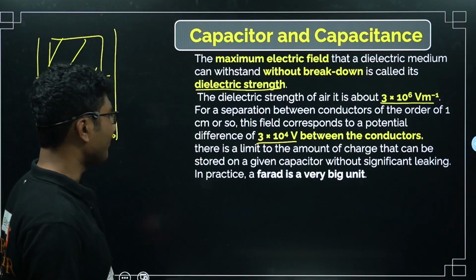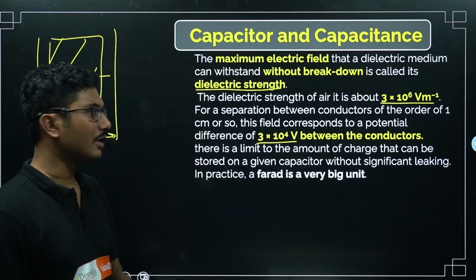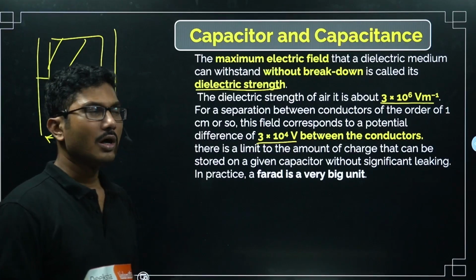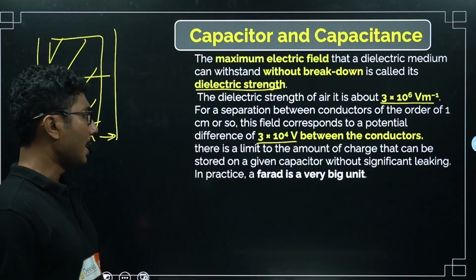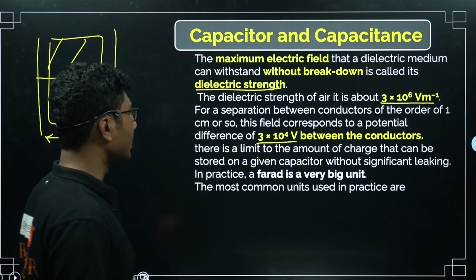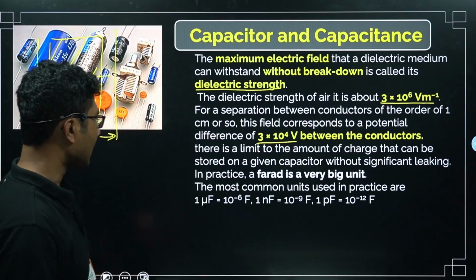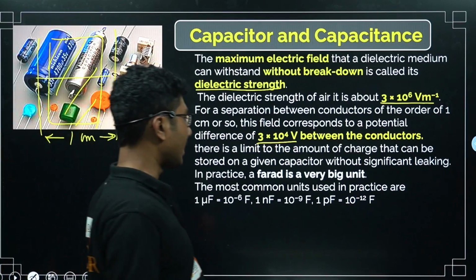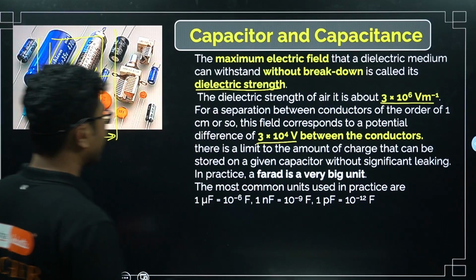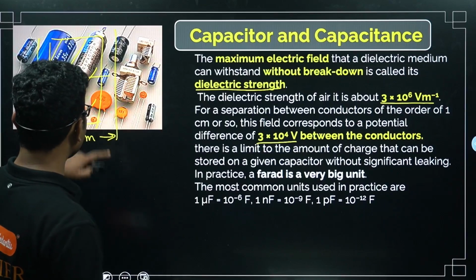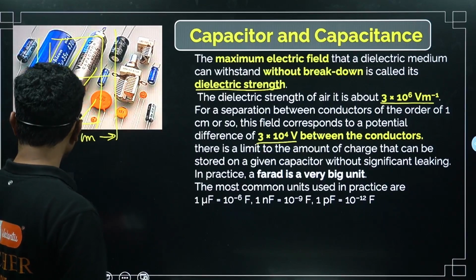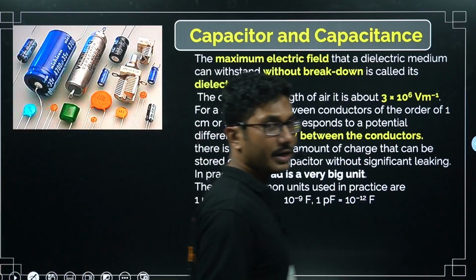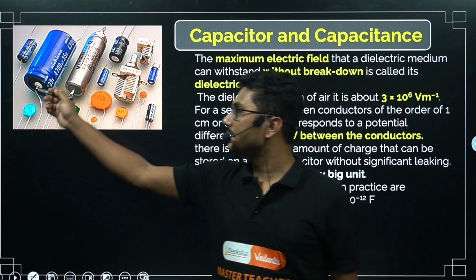In practice, a farad is a very big unit. I already told you, farad is a very big unit. So the most common units used in practice are 1 microfarad, 1 nanofarad, which is 10 to the power of minus 9 farad, and 1 picofarad, 10 to the power of minus 12 farad. These are some examples that we are using here.